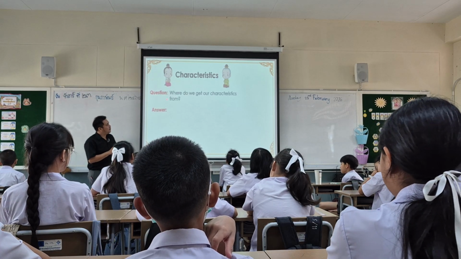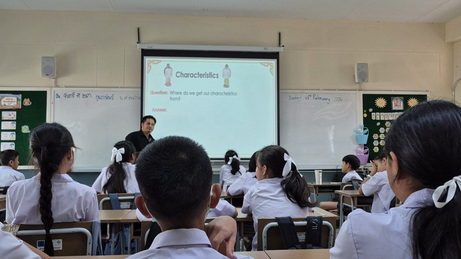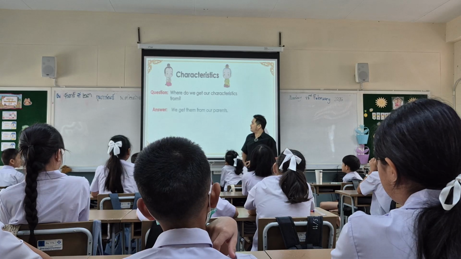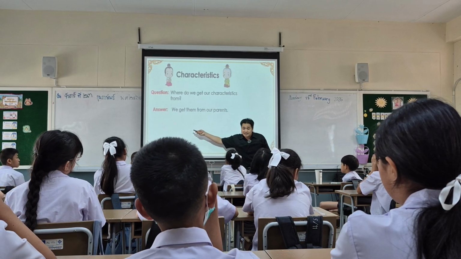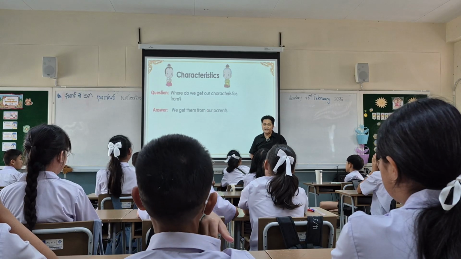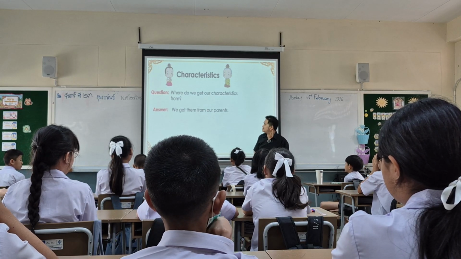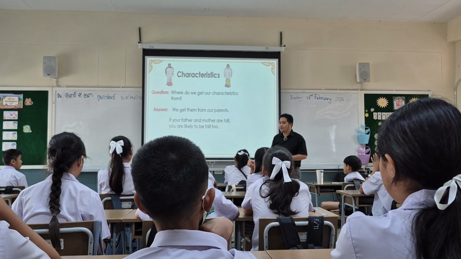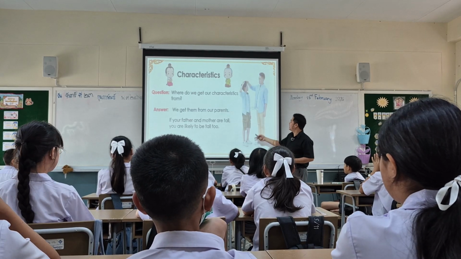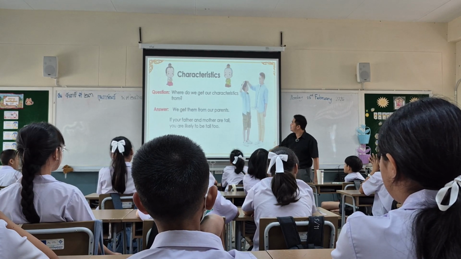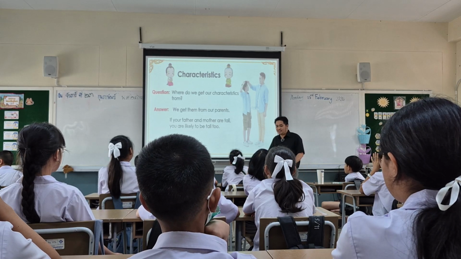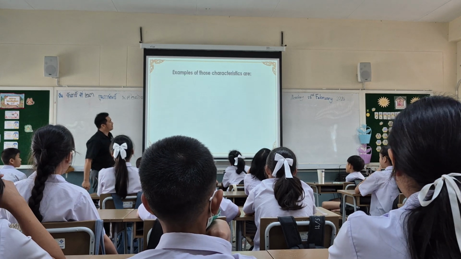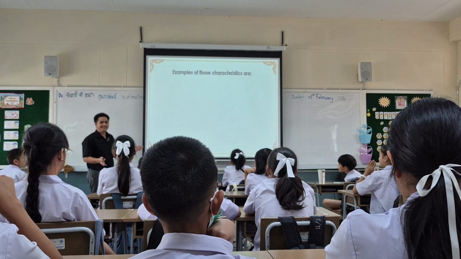let's answer this question. Where do we get our characteristics from? Our parents. Okay, our parents. Everybody, we get them from our parents. Okay, so if your father and mother are tall, you are likely to be tall too. Okay, so look at this father and son. They both have the same stature. Okay, they are tall.